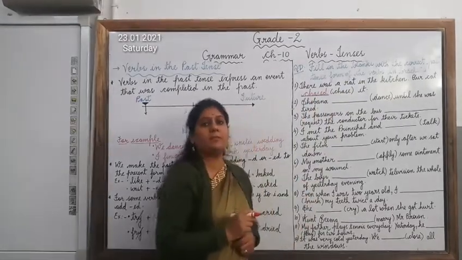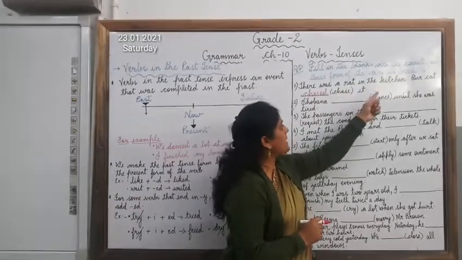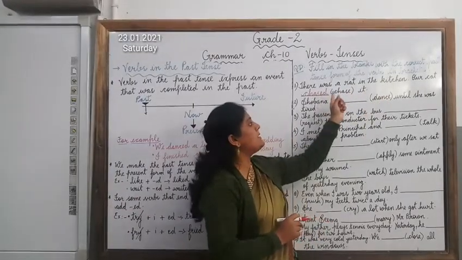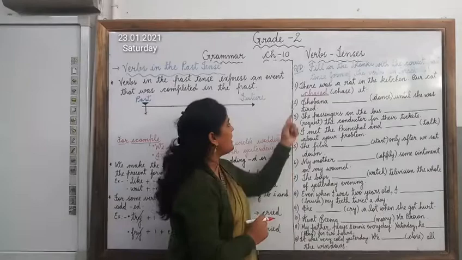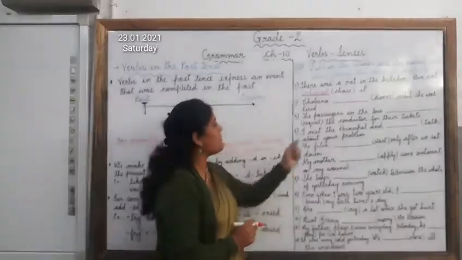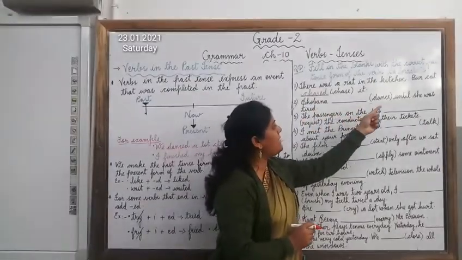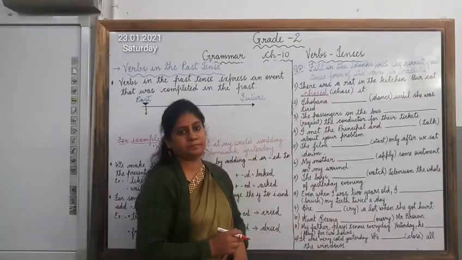C-H-A-S-E-D. So the verb will become chased. There was a rat in the kitchen. A cat chased it. Now the next sentence is given to you here: Shobna dashed until she was tired.